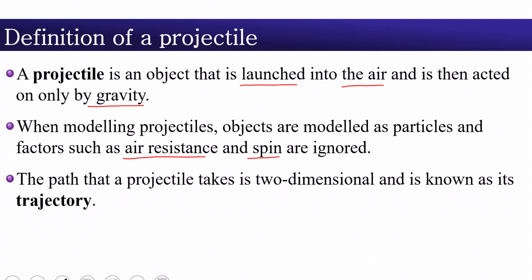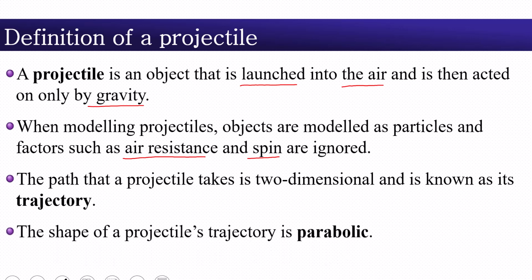Then the path that a projectile takes is two-dimensional. That means it is in x and y directions, and it is known as its trajectory. So the path taken by a projectile is called a trajectory, and it is parabolic in nature. So the shape of a projectile's trajectory is parabolic. You should always remember that. If the parabolic thing doesn't make sense right now, don't worry about it. You're going to understand by the end of the lesson.